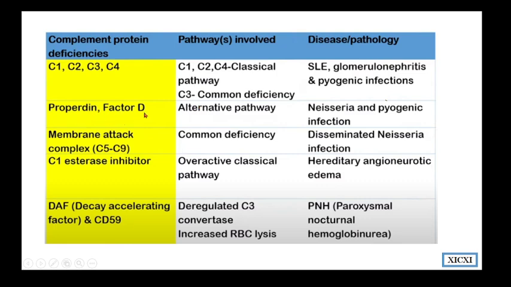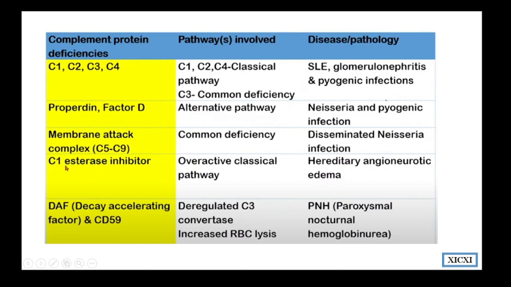So there is factor D. Remember factor D in the alternative pathways, Neisseria gonorrhoeae or Neisseria meningitidis, those diseases are going to suffer. There is pyogenic infection also because of deficiency of properdin and this factor D. Membrane attack complex, usually from complement 5, 6, 7, 8, 9. All of this deficiency means all of the pathways are going to be affected. We will have what we call disseminated Neisseria infection.